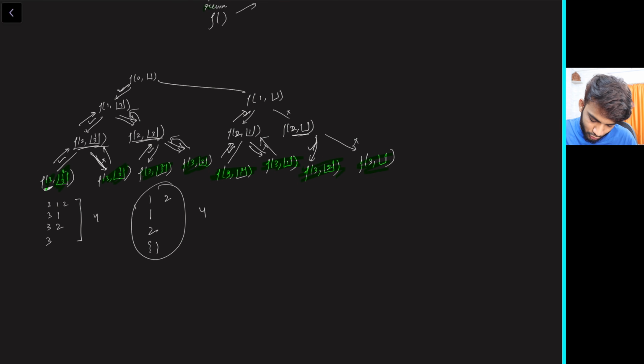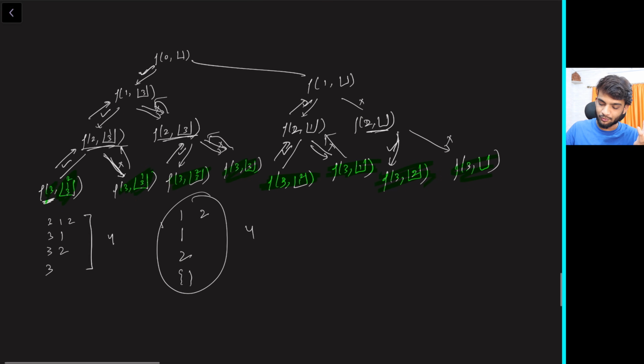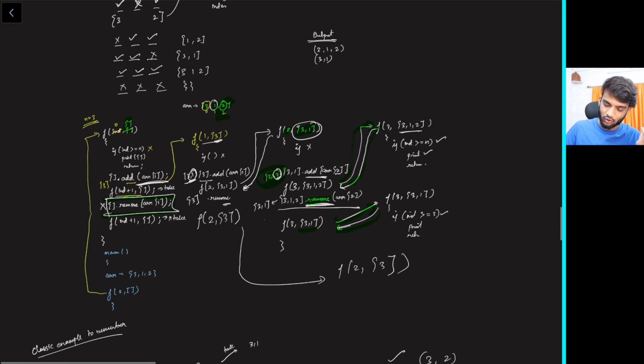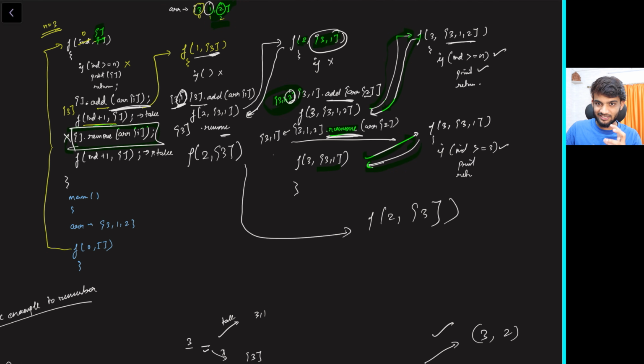If I just show you the entire recursion tree, this is how it looks. Quite simple. And if you want the vertical order, this is how the function calls have been made. But I'll still highly recommend you to go back and draw the recursion tree by yourself to understand it.